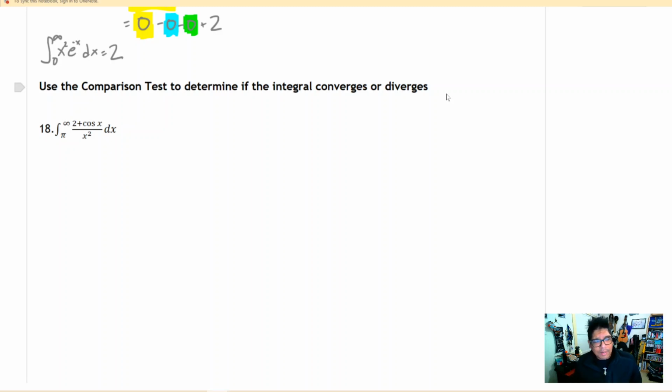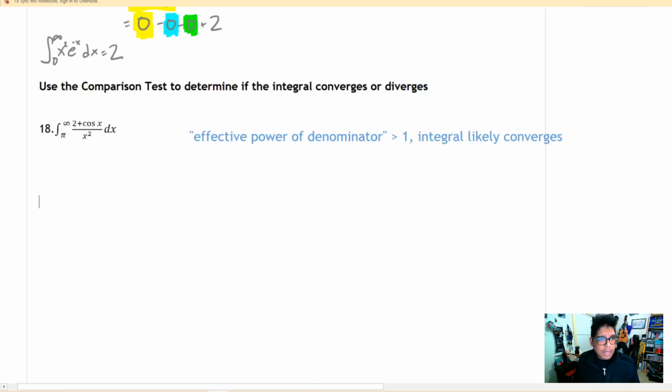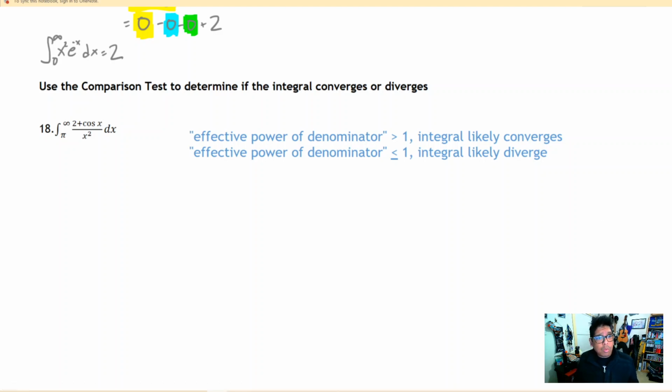So I'm looking at this function, and I have to consider what is the effective power of the denominator. Because if the effective power on the denominator is greater than 1, then the integral is likely going to converge. And if the effective power of the denominator is less than or equal to 1, we're probably going to see something that diverges. So we have to consider and balance the behavior of the numerator and the denominator to figure out that effective power.